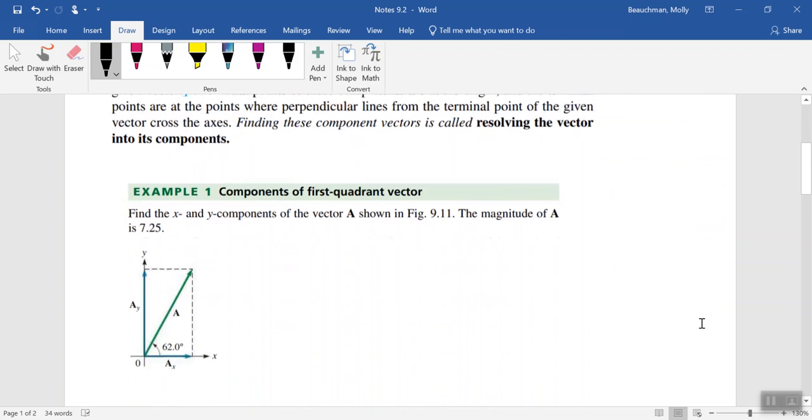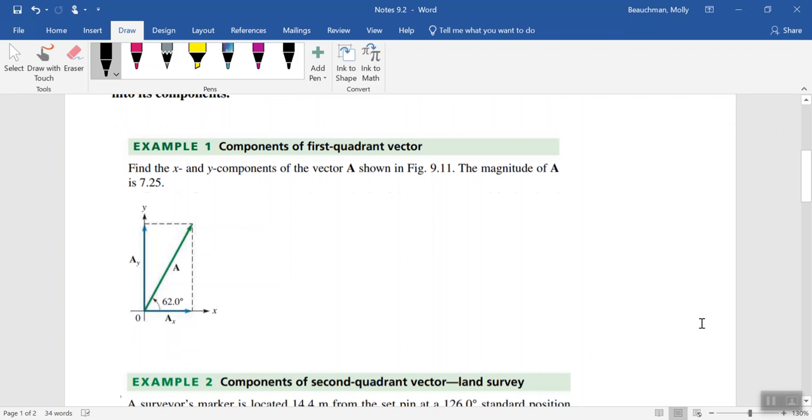So what does that mean? Our first example: find the x and y components of the vector capital A shown in figure 9.11. The magnitude of capital A is 7.25. So the green is the given information. It's an angle in standard position, 62 degrees from the x-axis, and the green magnitude is 7.25.